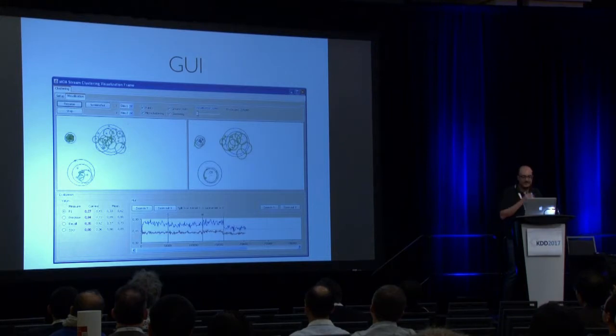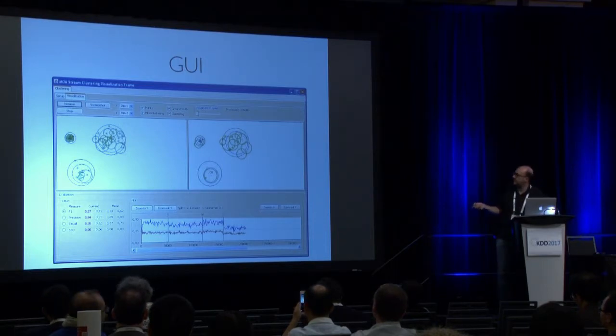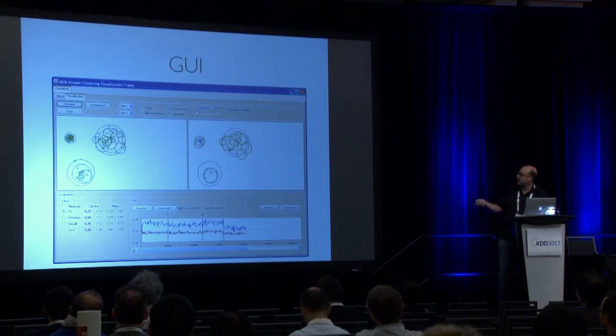Okay, so MOA has this nice graphical interface. So we have all of these methods. This is the graphical interface for clustering. In this case, what we see is that we have all the clusters, and the difference is that they are going to be evolving over time.